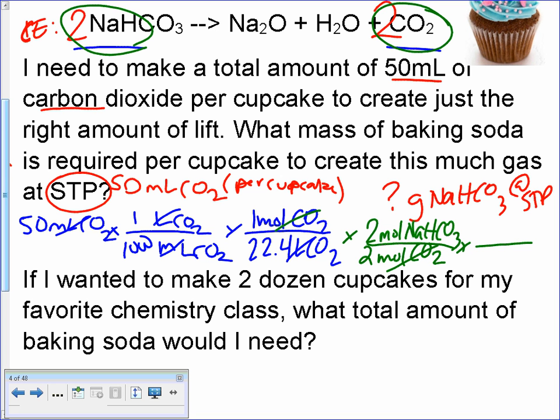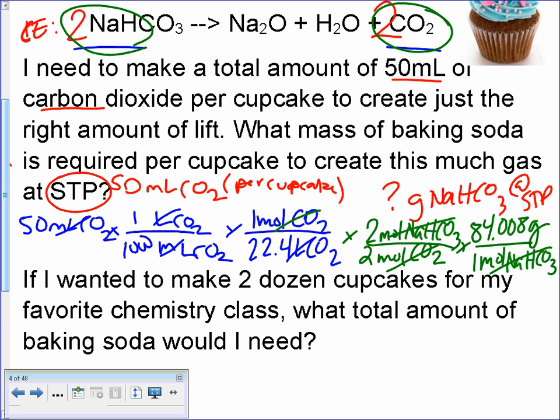Get your periodic tables out, hopefully, because you don't need to be memorizing that stuff. Go for it. 84.008 grams of sodium bicarbonate per what? What's in the bottom? 1 mole. And I can't fit this, but I'm going to squeeze it. Sodium bicarbonate. Whew. Okay, so then reflect on this. Did we get to our final unit that we wanted? Yes. Moles of sodium bicarbonate canceled. Grams of sodium bicarbonate have been attained.